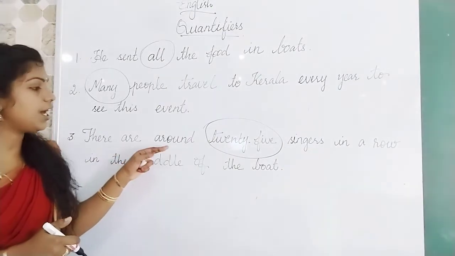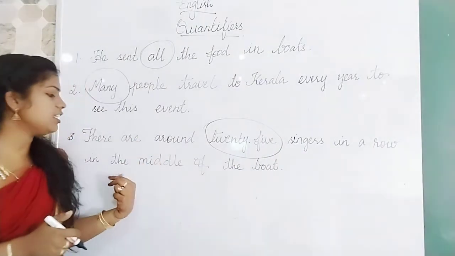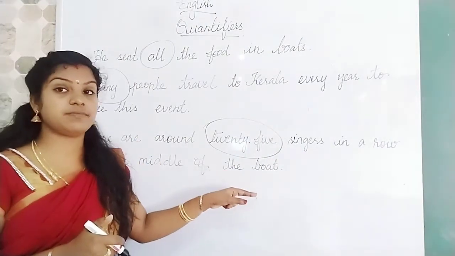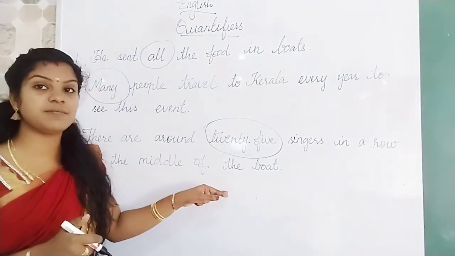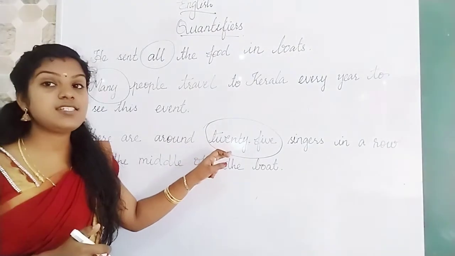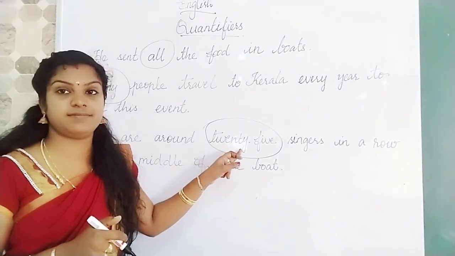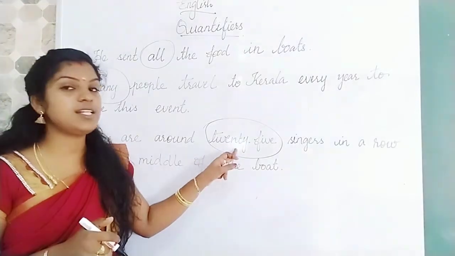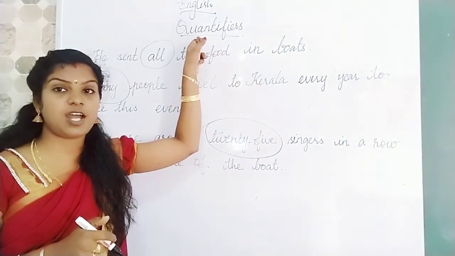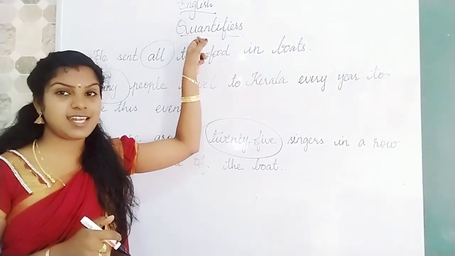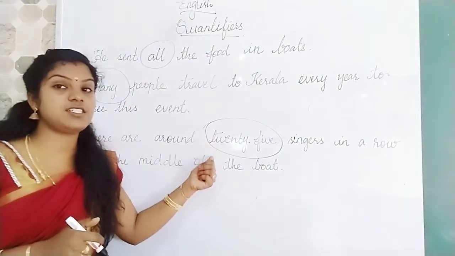There are around 25 singers in a row in the boat. How many singers are in the middle of the boat? Yes, around 25. How many? 25. So this is called a quantifier. Now, did you get an idea about quantifiers? Yes? Okay. All, many, then 25.